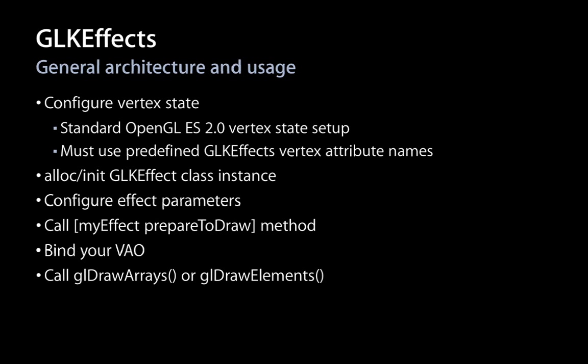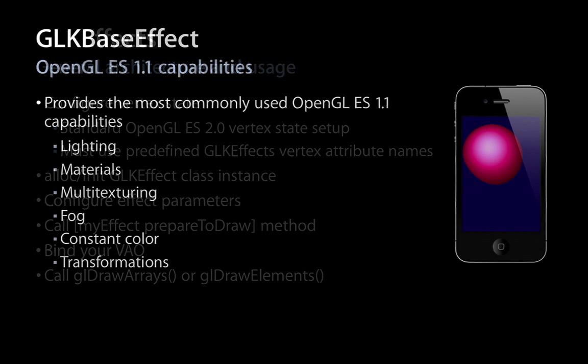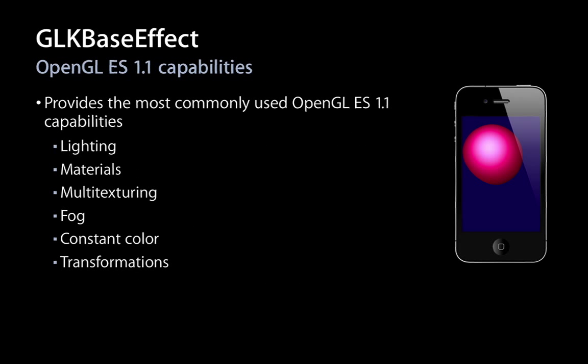And you would bind your VAO as the best practice. You should be using VAOs. And then you'll make a draw call for either drawArrays or drawElements. So this is how it works. It's very simple. Let's talk about the base effect.